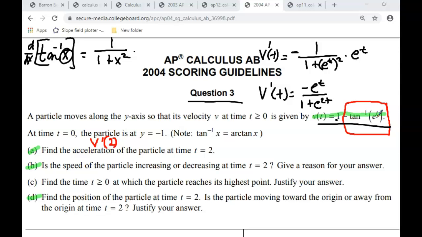But let's go ahead and see part D. Find the position of the particle. Oh, I'm not giving you guys part D. You guys can ignore part D, sorry.